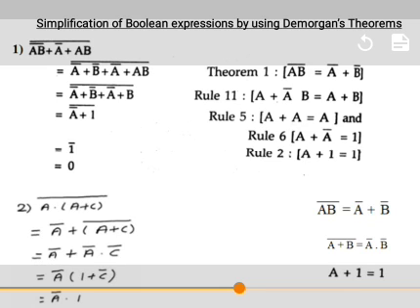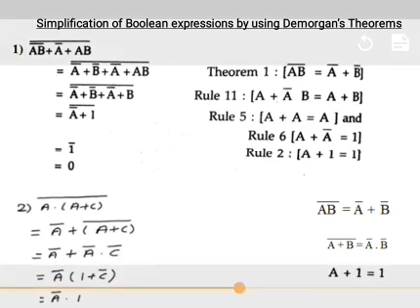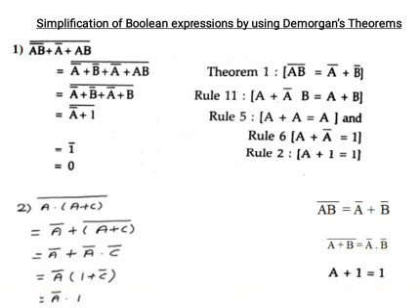By taking A' common in these two terms, A' into (1 plus C'). You know, A plus 1 equals 1. Therefore, 1 plus C' equals 1. So, that equals A'.